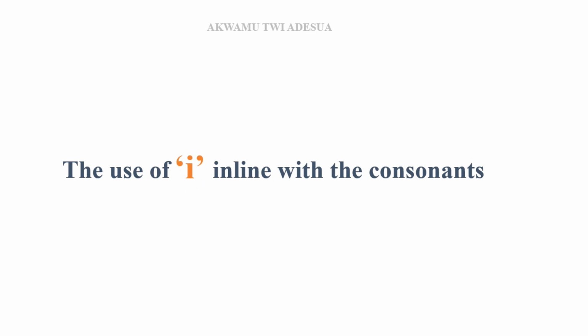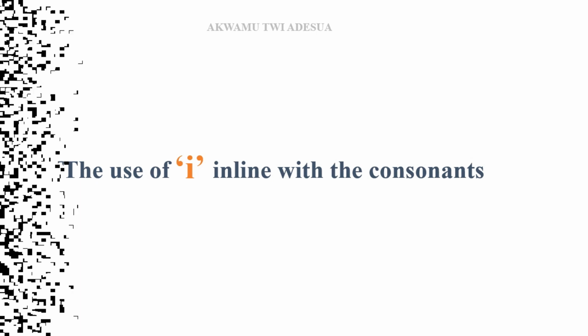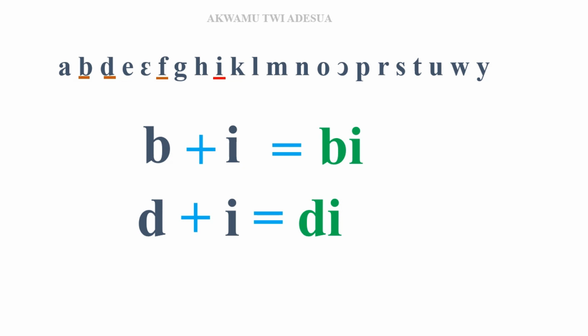We will look at the E and the consonant. When we add the E to the consonant, what are we going to derive? B plus E will give us B. D plus E, which is the D, and the I will give us D.